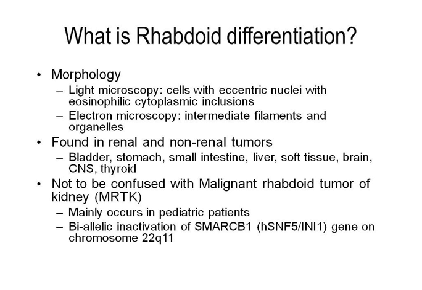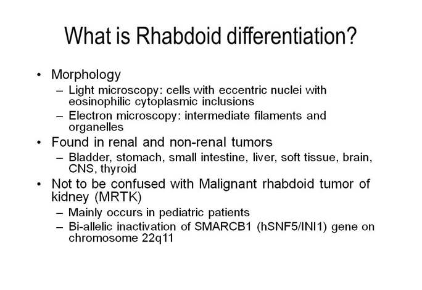So what is rhabdoid differentiation and why do we care? If you look at morphology, for those who are not pathologists in the audience, these cells are with eccentric nuclei and they have eosinophilic cytoplasmic inclusions. And EM would show intermediate filaments and organelles.